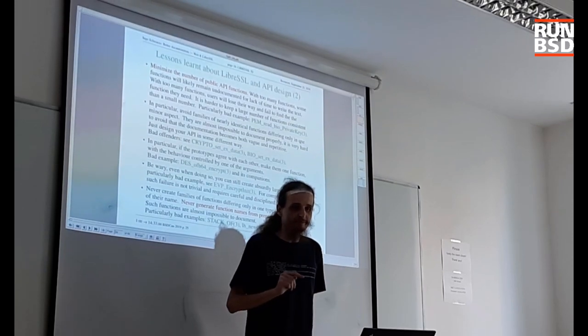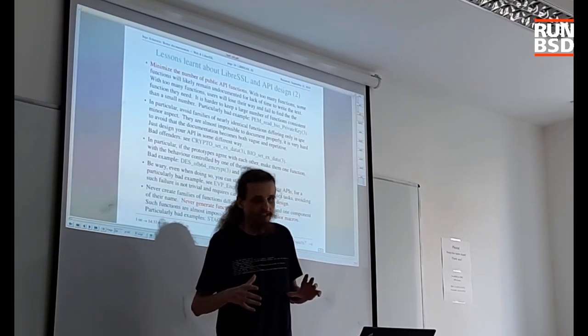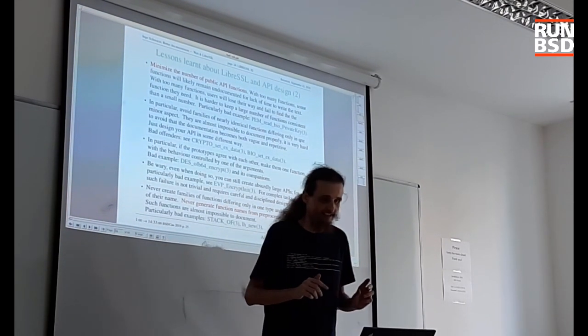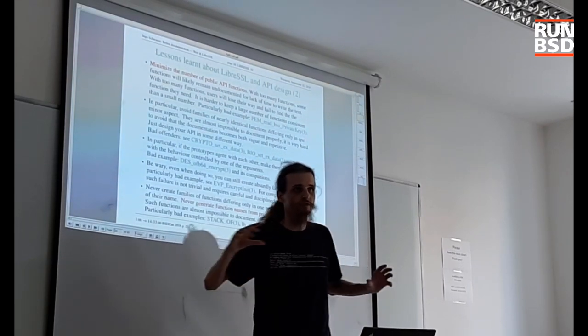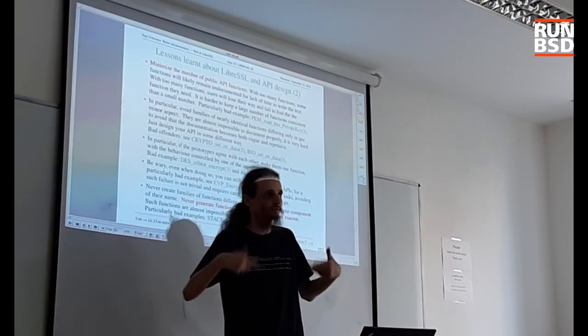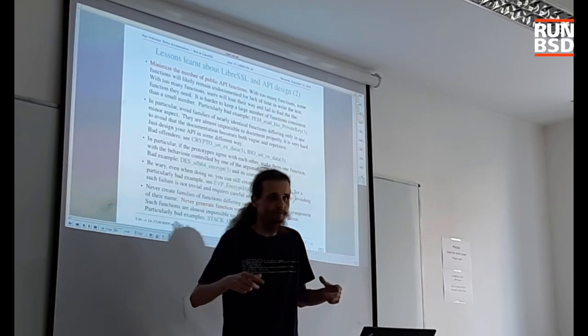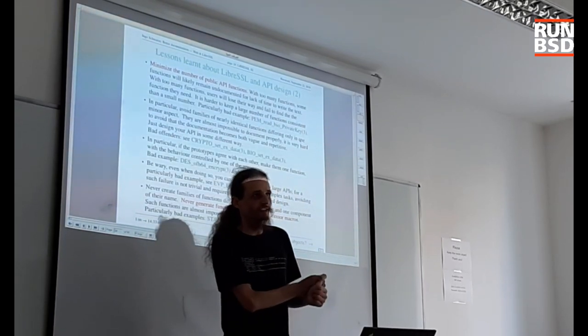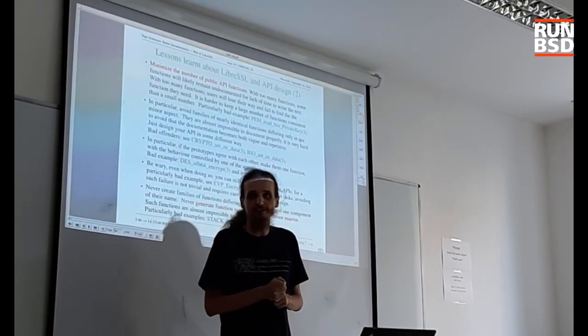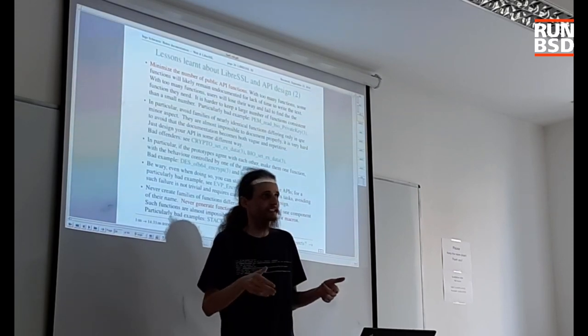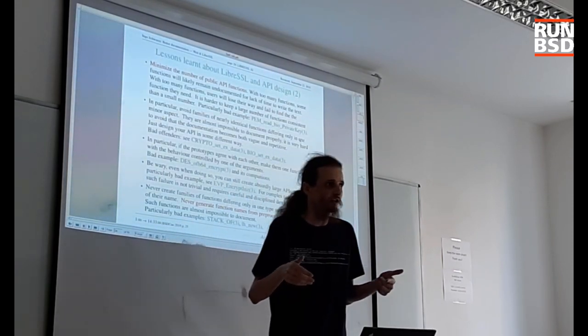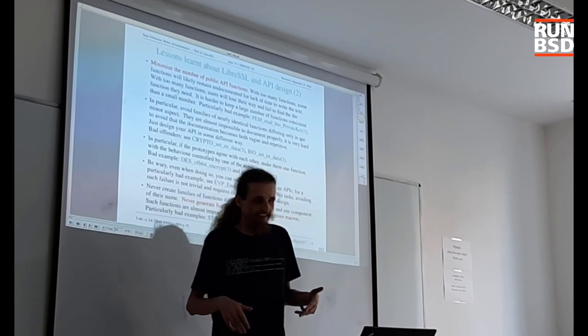Very important, minimize the number of public entity functions, minimize the size of your library, because it's always easy to add a few functions. But if you make it too big, then users cannot read all that stuff and developers cannot write it, and you will end up in exactly the situation of OpenSSL, that half of it isn't documented.